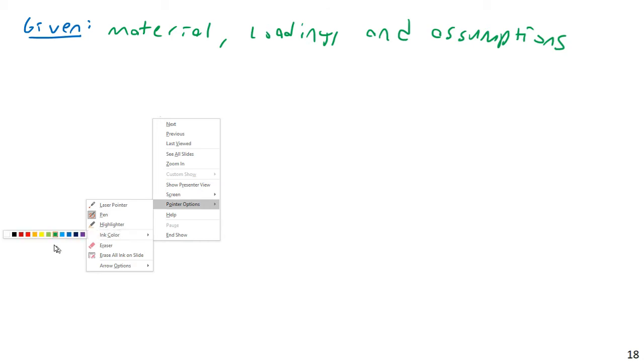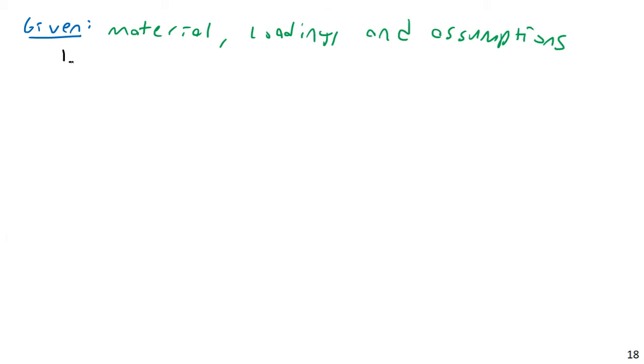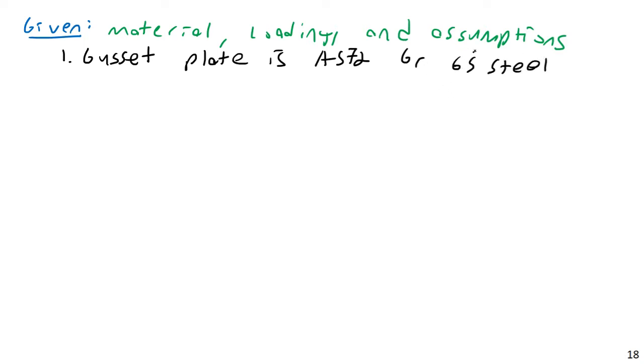So, let's see here. This is more of a material property. 1, the gusset plate is A572, grade 65 steel. Knowing that fact will allow us to determine both the yield and ultimate strength. 2, the tension member is A36 steel, so good old fashioned A36, 30 KSI yield strength steel.